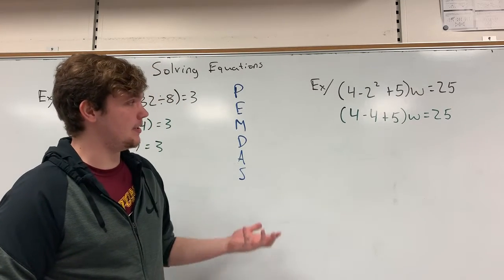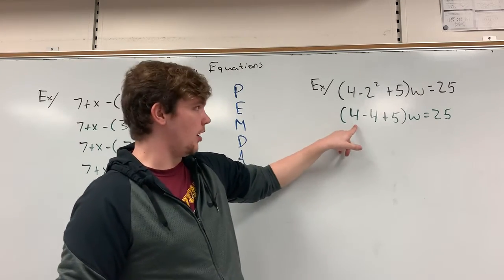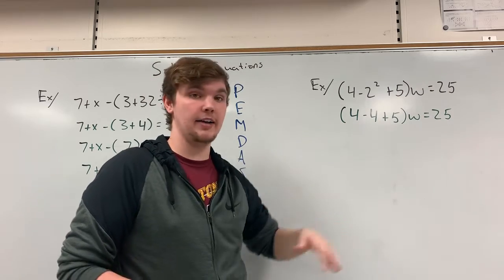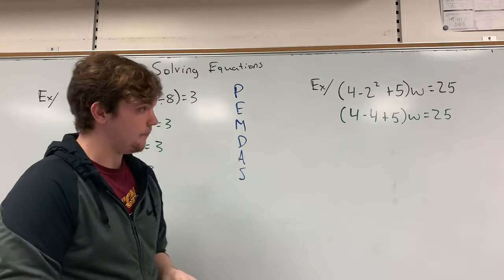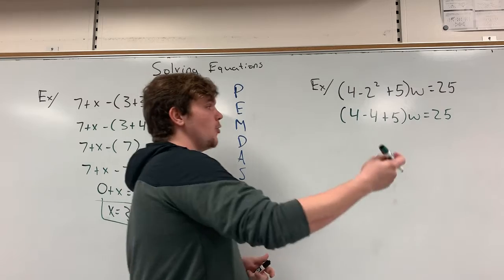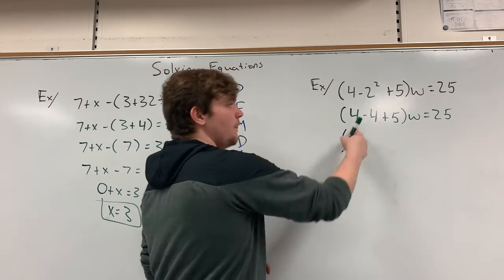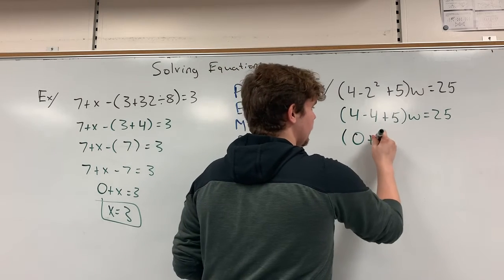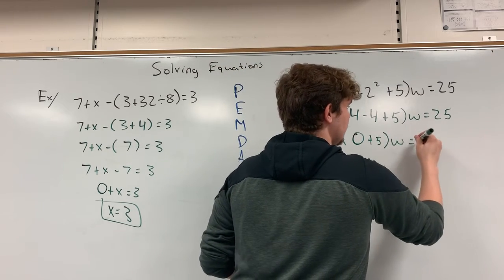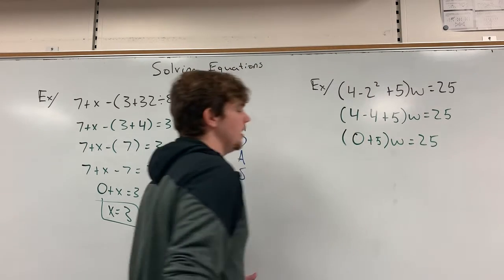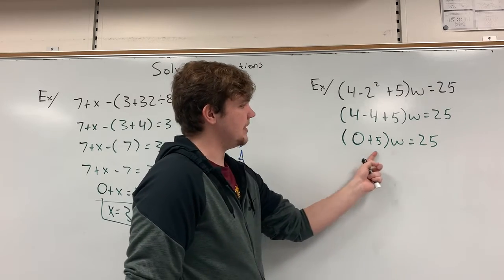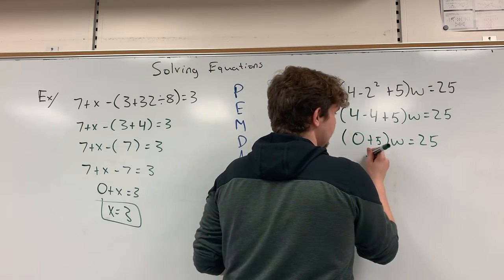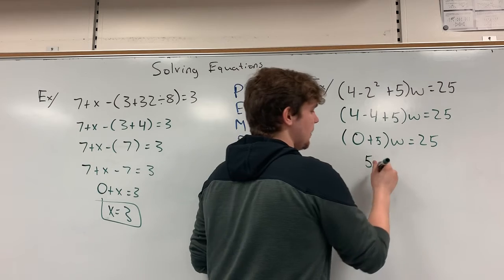So what I'm going to do is I'm just going to go from 4 minus 4 plus 5, just from left to right. Okay. So 4 minus 4 plus 5, well, 4 minus 4 is 0, and then plus 5. I still got that W out there. Okay, and then 0 plus 5 is 5, and then I still got my W.